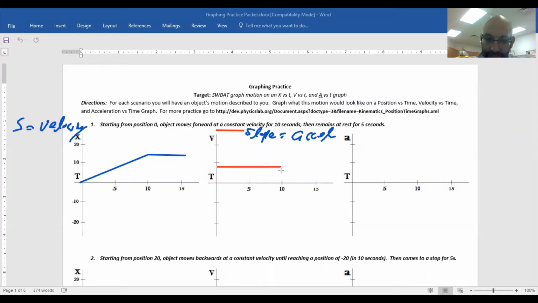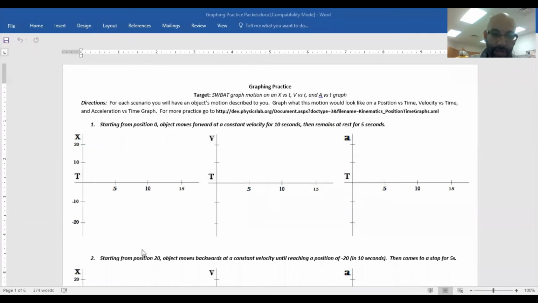And then we remain at rest. So then for the last 5 seconds, we have to come down real fast, right? This part's not super important. And then we go flat because now we're at rest. So we're definitely not accelerating again. And we know our velocity is 0. So we put the line for velocity on the 0 axis. So that is number 1.